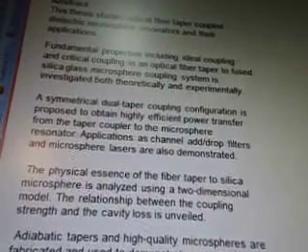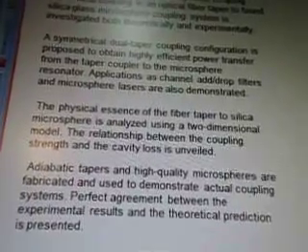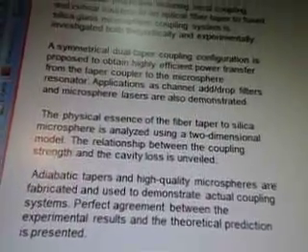I have absolutely no idea what these things are. You guys do. So hopefully you can use them for what we're looking for. Applications as channel add drop filters and microsphere lasers are also demonstrated. The physical essence of the fiber taper to silica microsphere is analyzed using a two-dimensional model. The relationship between the coupling strength and the cavity loss is unveiled. Adiabatic tapers and high-quality microspheres are fabricated and used to demonstrate actual coupling systems. Perfect agreement between the experimental results and the theoretical prediction is presented.